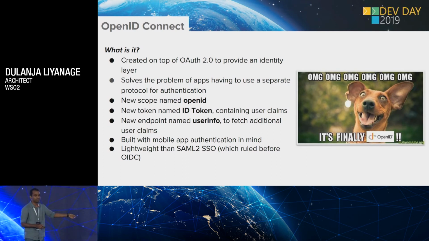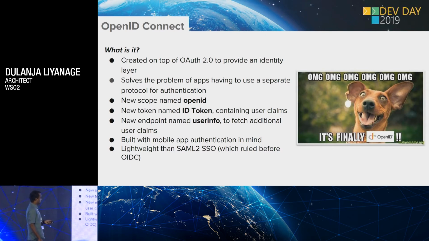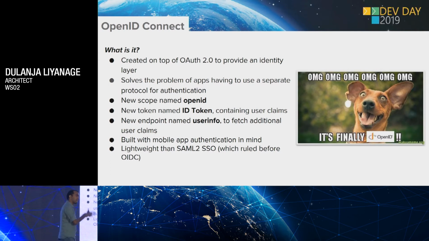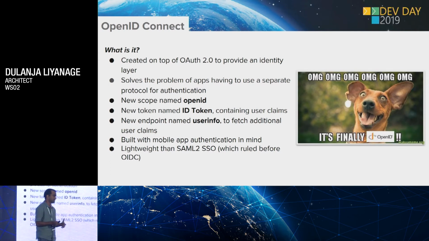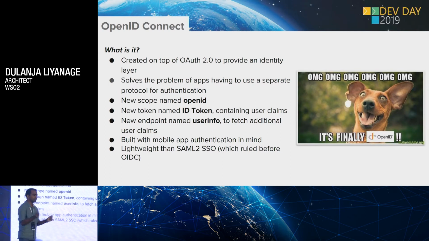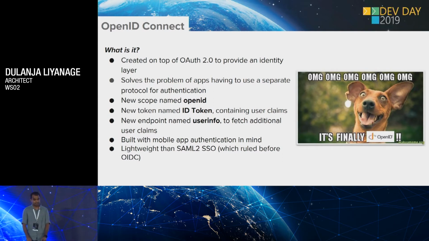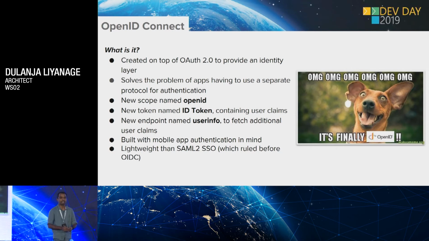The ID token is meant for the client app to use. Then it introduced a new endpoint named user info. If you want something additional to what the ID token provides, you can call this endpoint and get that data. So all of these are for the client app for authentication purposes. Clear? Okay. So it's very lightweight. SAML for SSO was the ruler in authentication, but now it's becoming OpenID Connect.